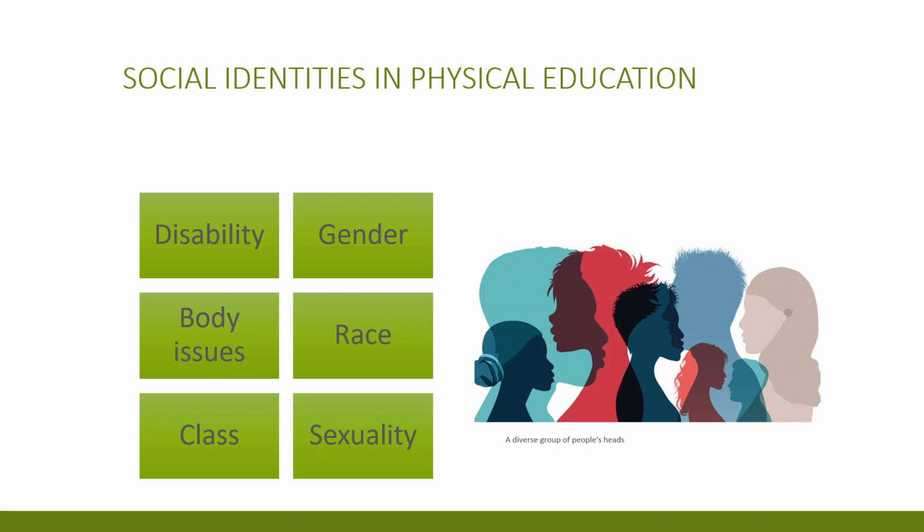And class or socioeconomic status. It impacts access to equipment, extracurricular opportunities, and proper attire. Students from lower income backgrounds may face barriers to participation. And sexuality. LGBTQ plus students may experience exclusion, bullying, or discomfort in gendered spaces, such as locker rooms. So providing safe and affirming environments is essential for full participation.